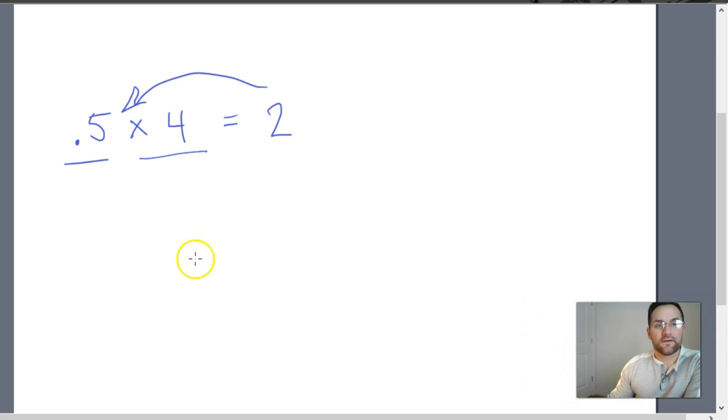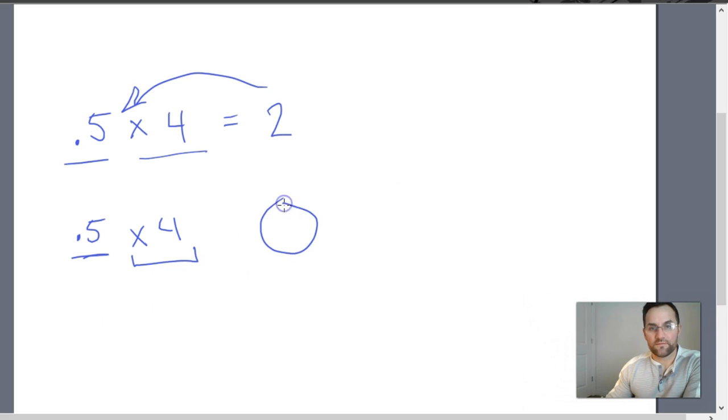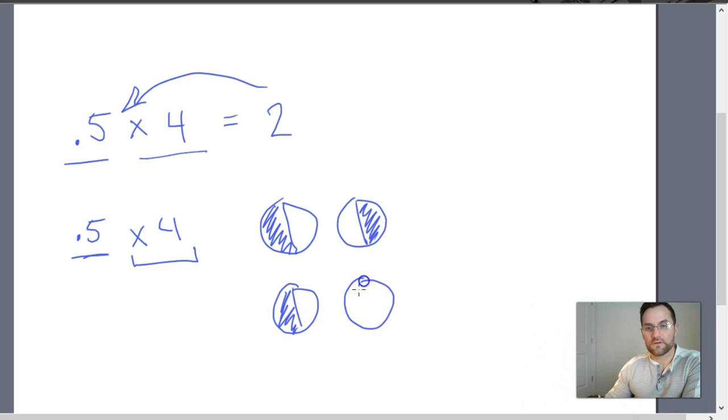So let's simply look at it as we have 0.5 four times. If we imagine 0.5 is half, half of a circle, half of a circle, half of a circle, and half of a circle. We put these together, we have one whole circle. Put these together, we have one whole circle. Combine them, we have two whole circles, so we see two, right?